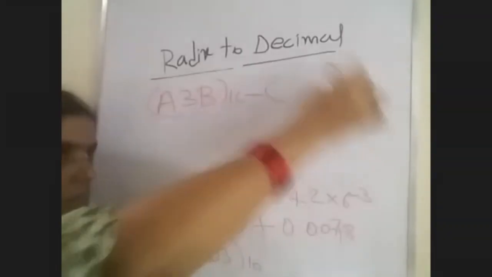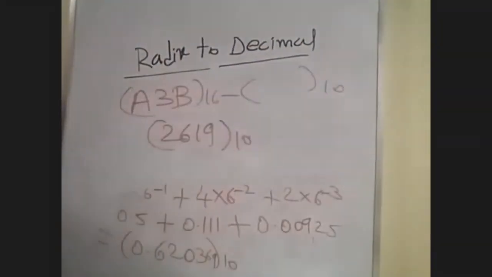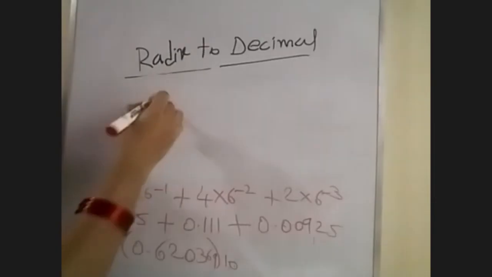A3B base 16 to base 10. Convert it. 10 into 16 power 2, plus 3 into 16 power 1, plus 11 into 16 power 0. Yeah, very good.